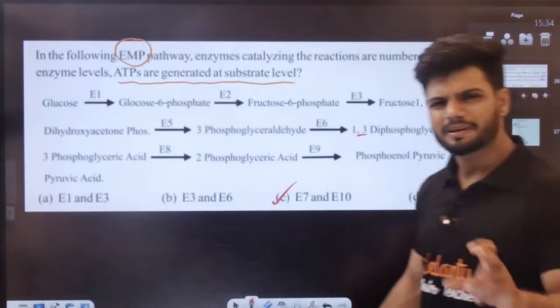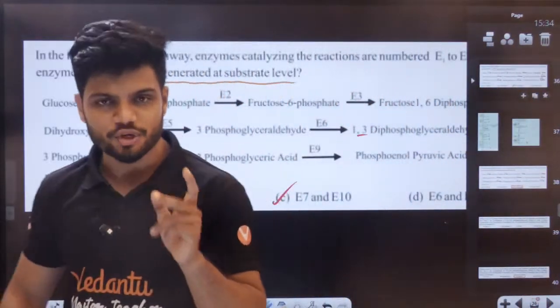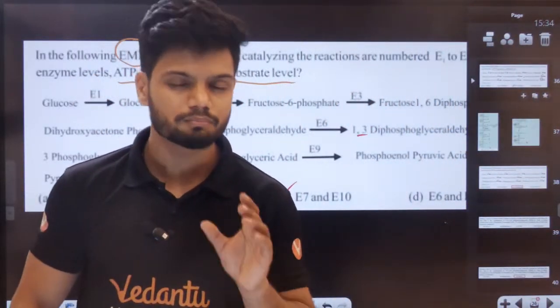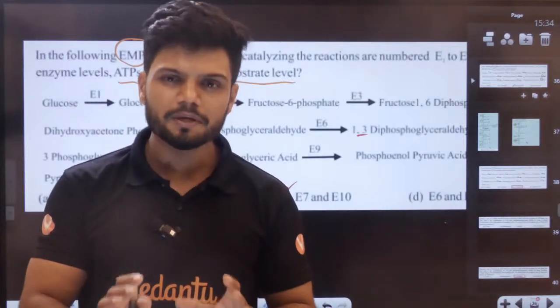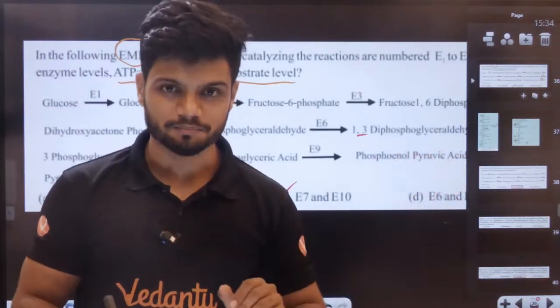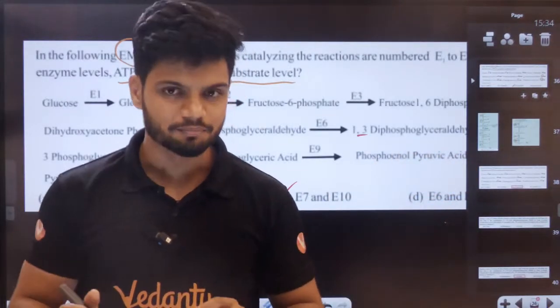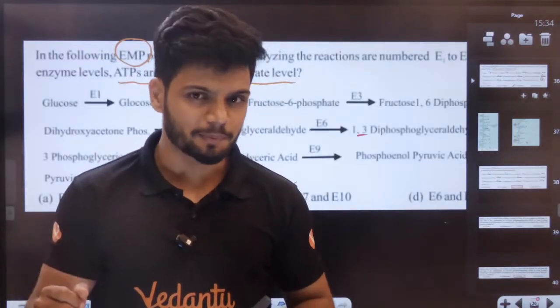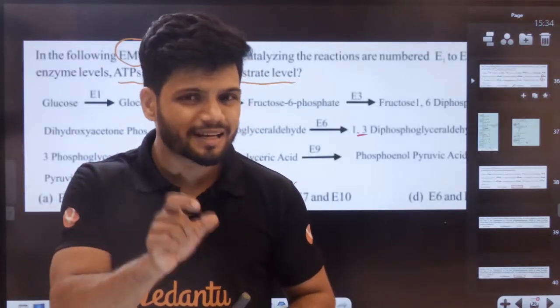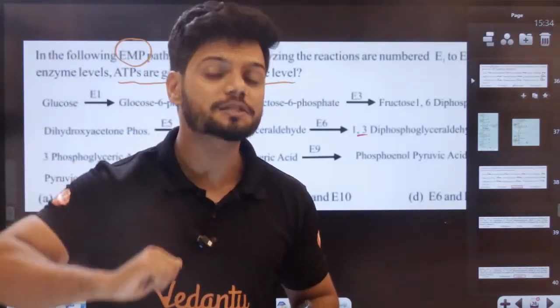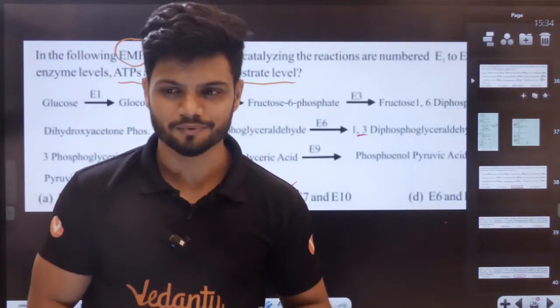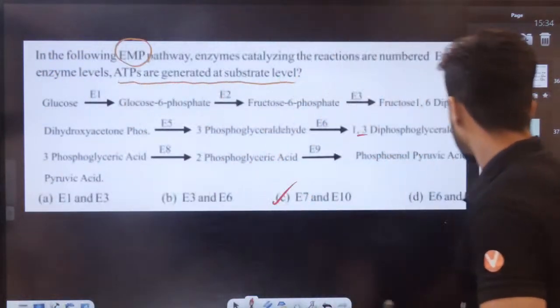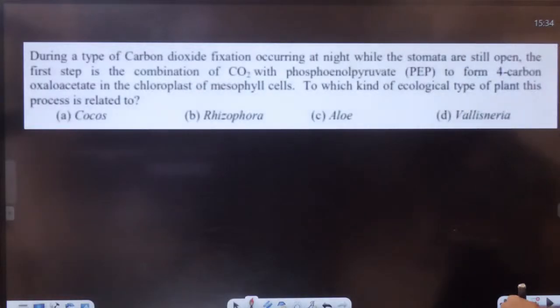Now, what do I mean by substrate level? Substrate level ATP formation means that this ATP is formed directly from the substrate, with no interconversions. For example, all of you know one NADH can give you 2.5 ATP. The 2.5 ATP of NADH we get from the electron transport chain, not directly. So here this is direct ATP formation. Next question on the board.